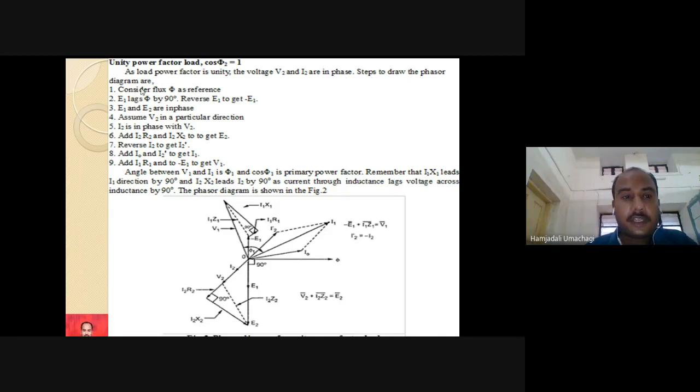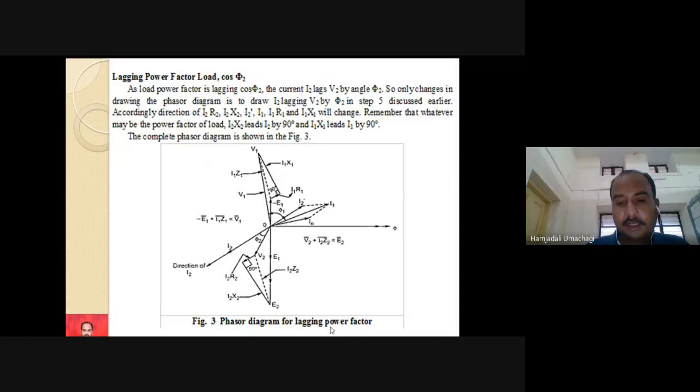Steps to draw the phasor diagram: first, consider flux phi as reference. So this x-axis I take as flux phi, and this will be my reference. In yesterday's phasor diagram for the ideal transformer also, we took the same flux phi as reference. Yes or no? Yes, sir. Yesterday we also took flux phi as reference.